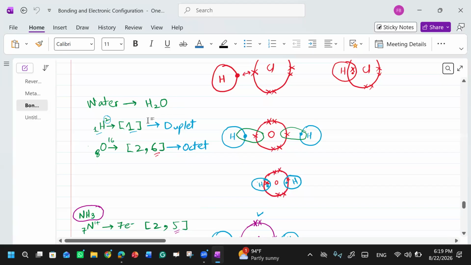But in water, I'm asking, why do we have one oxygen in water? See this diagram, see this bonding. Why do we have one oxygen? Tell me.